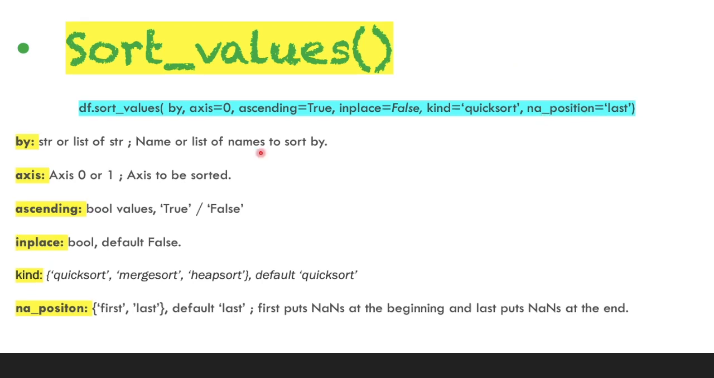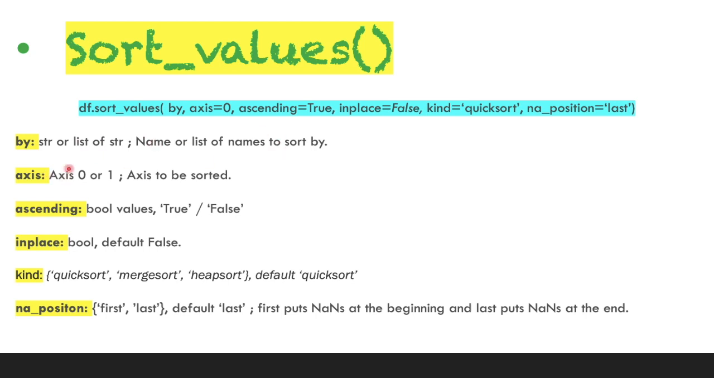Now let us try to understand the parameters. The first parameter that it accepts is by. By accepts a string or list of strings. So these are the two types that it accepts. Either it can accept string values or list of string values. So we can sort the names or the list with the help of by. We can assign the name of the column which is to be sorted to by.